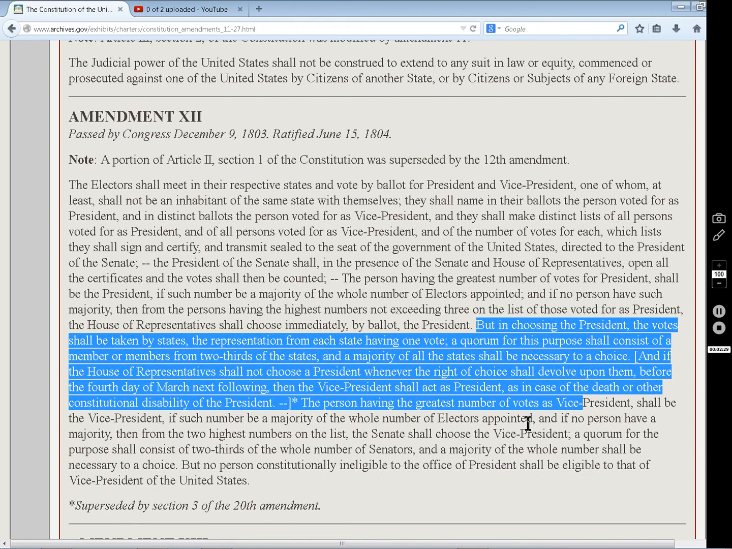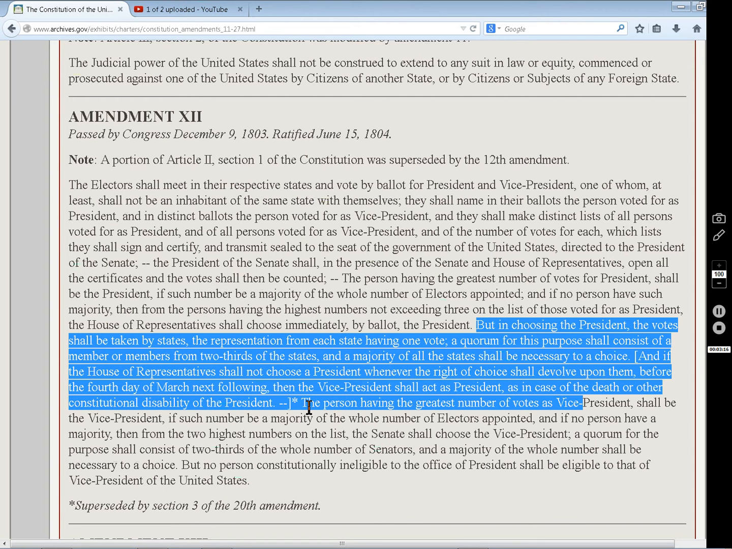But in choosing the President, the votes shall be taken by states, the representation from each state having one vote. A quorum for this purpose shall consist of a member or members from 2/3 of the states, and a majority of all the states shall be necessary to a choice. And if the House of Representatives shall not choose a President whenever the right of choice shall devolve upon them, before the 4th day of March next following, then the Vice President shall act as President, as in case of the death or other constitutional disability of the President.